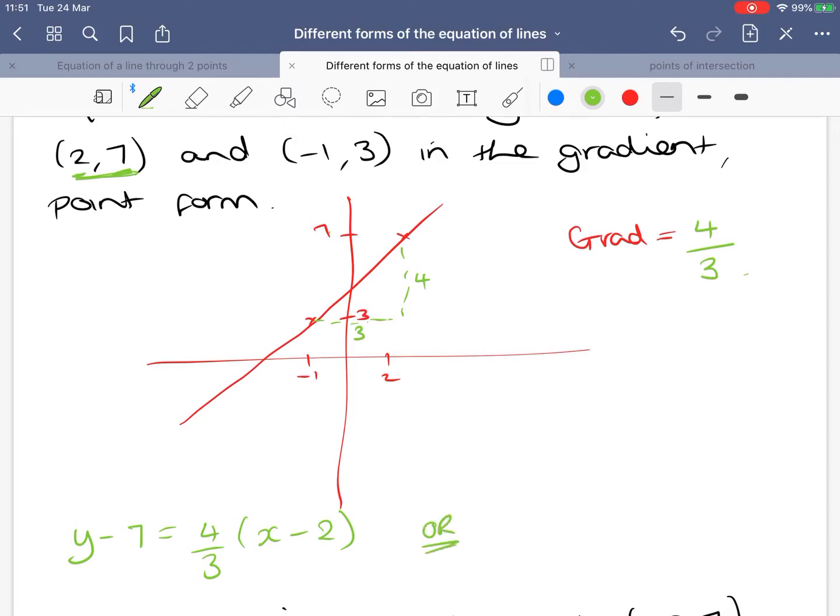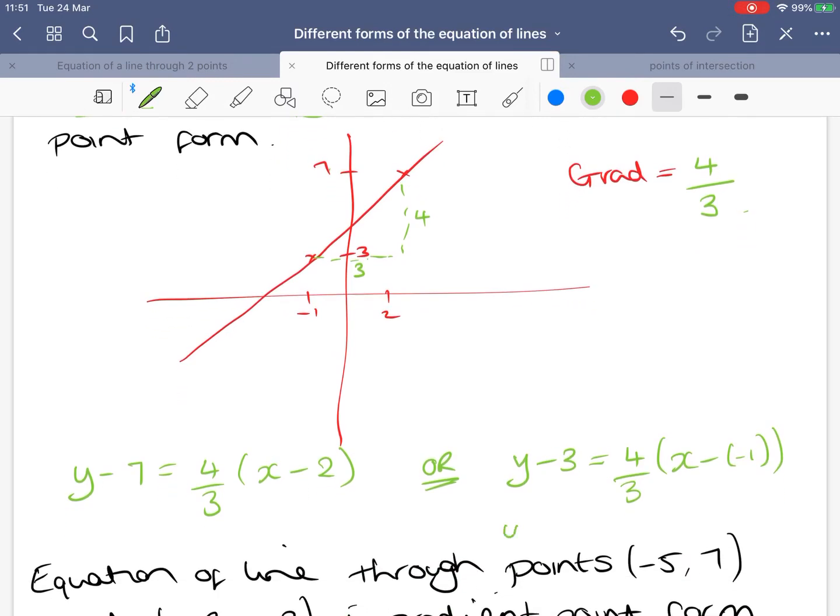But I could use the other point if I wanted to, and in that case I could say y minus, well, the y value of the other point is 3, equal to 4/3 times x minus, the x value is -1. So the only difference is we would tend to write that as y minus 3 equals 4/3 times (x plus 1), because when you take away a negative number, it is the same as adding.